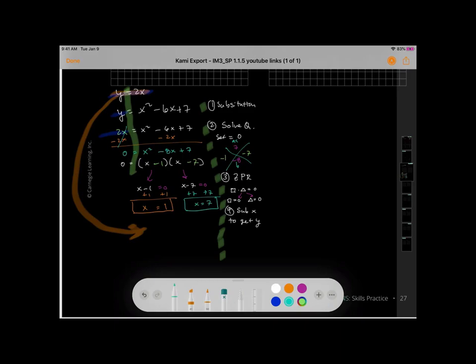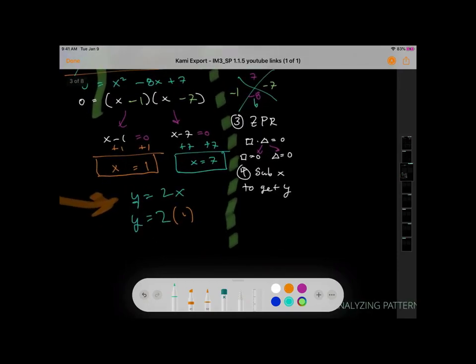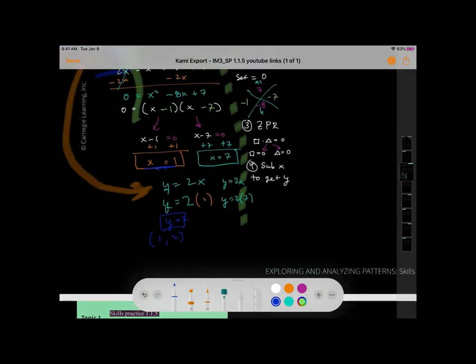So I have y equals 2x, and you're going to do this twice. y equals 2 times 1. And if you want to repeat it, you could do it with x equals 7: y equals 2x, y equals 2 times 7. If you do that, you get y equals 2 here. So when x is 1, y is 2. Okay, that's an ordered pair. Let's write that.